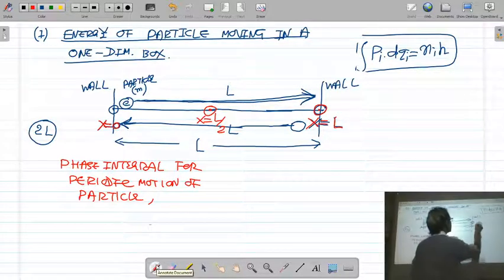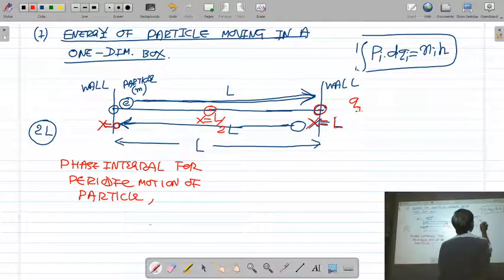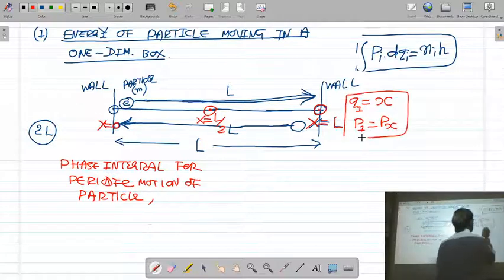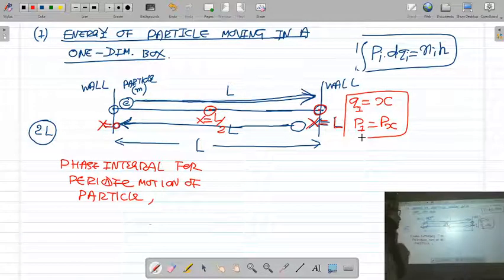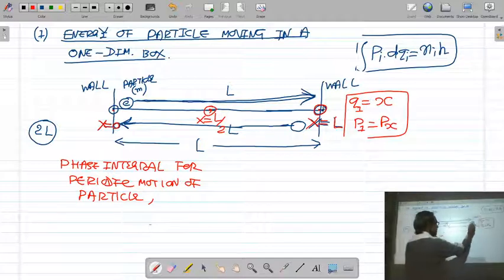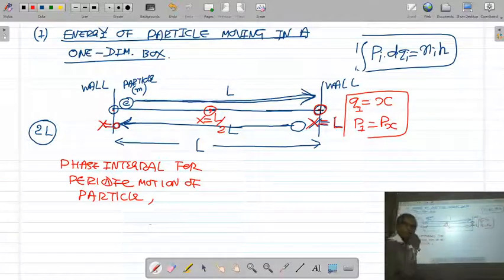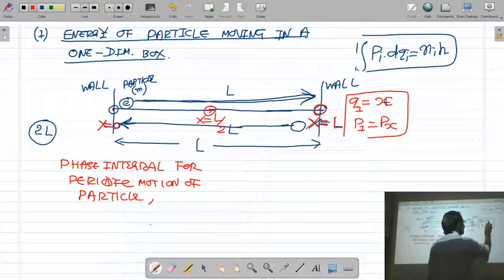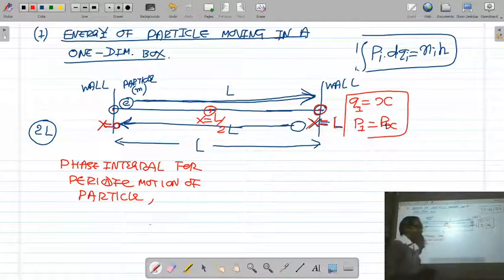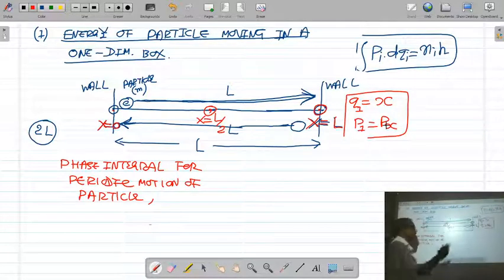As I told you, the particle is moving in a one-dimensional box along the x-axis only, so the particle has only x coordinate, and the momentum of the particle in the x direction is px. If the particle is here, x coordinate is 0. If it is here, it is L by 2. If the particle is here, x coordinate is L. So during the motion of the particle, only the x coordinate is going to change. So the generalized position coordinate of the particle is x, and the generalized momentum coordinate will be px. So now let us write the phase integral for the periodic motion of this particle moving in a one-dimensional box.